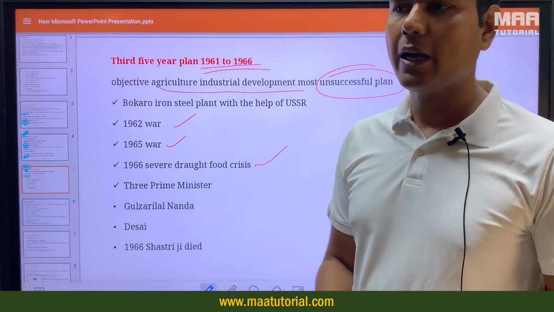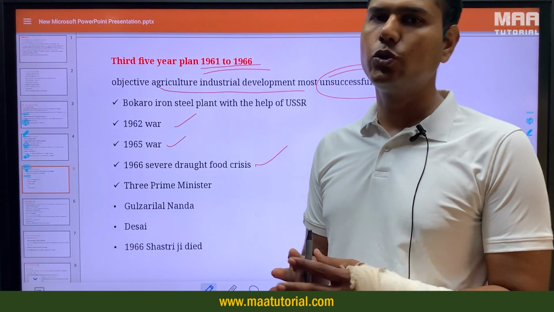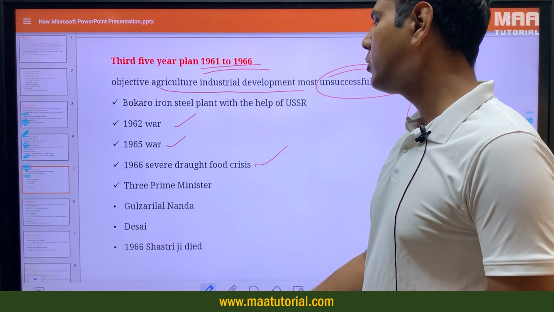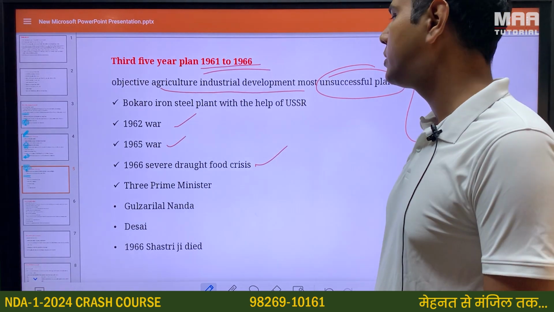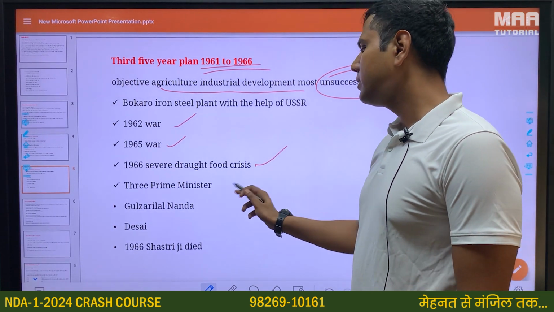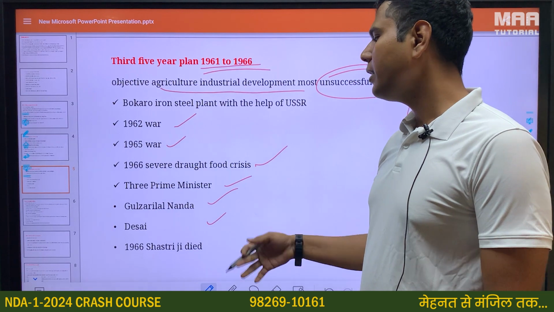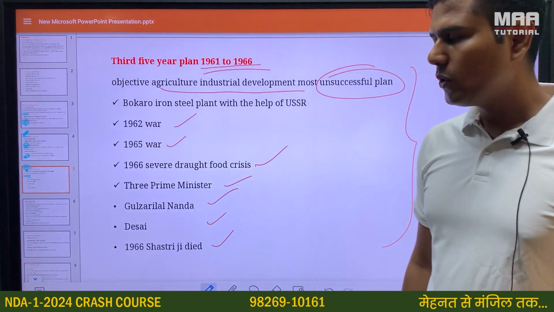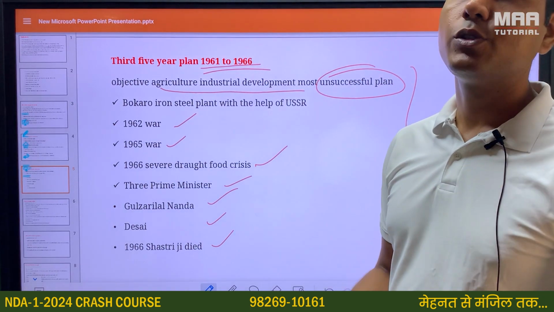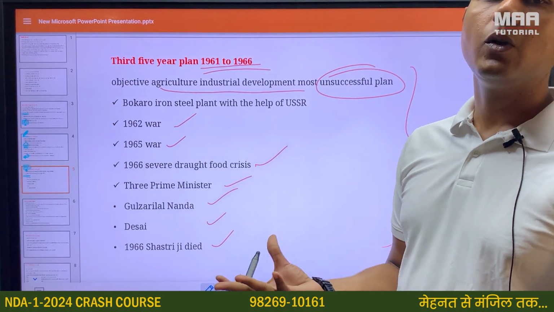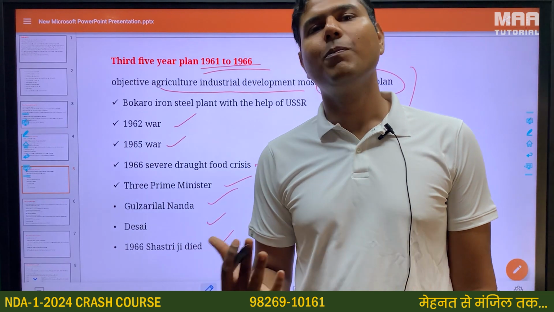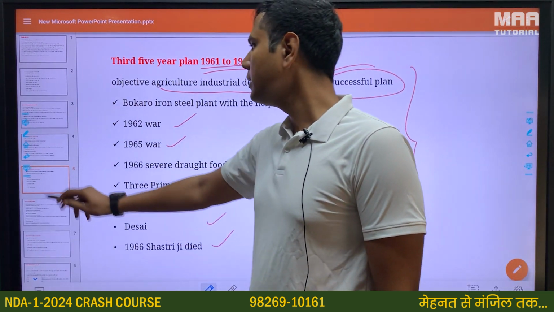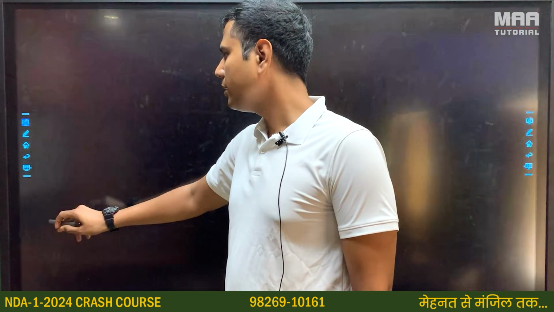When drought comes, there is a lack of water, and that lack of water leads to disturbances in our agricultural cycle. We are not able to produce agricultural goods. Now, three prime ministers were seen: Gulzari Lal Nanda, Desai ji, and Nehru himself, and Shastri ji also died in 1966. So in this period there was also political instability and economic instability, and hence this plan was obviously unsuccessful. Let's continue further.